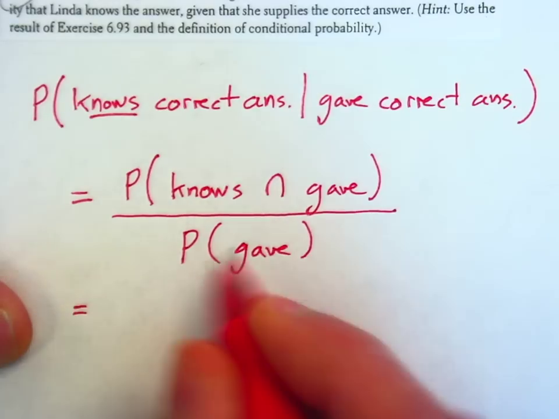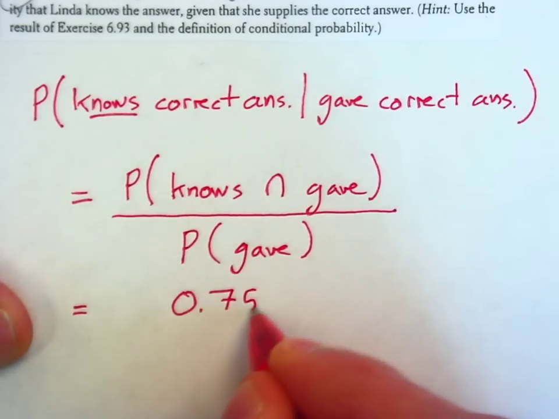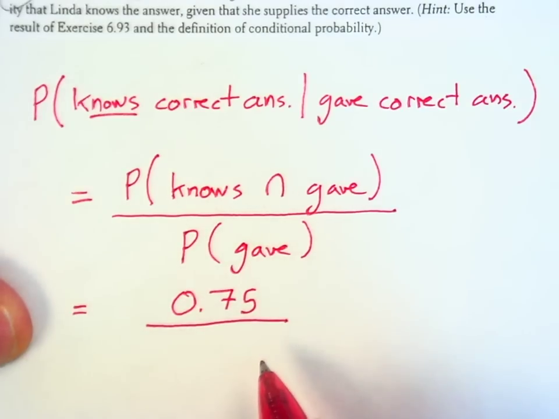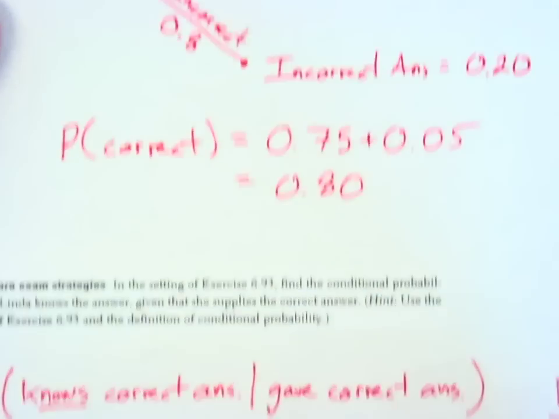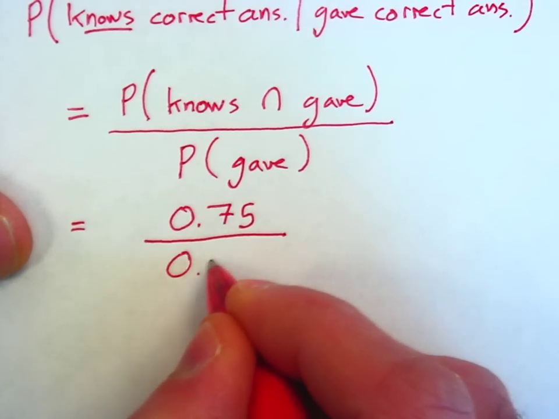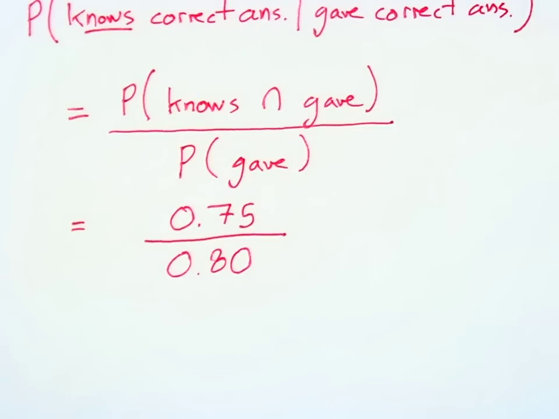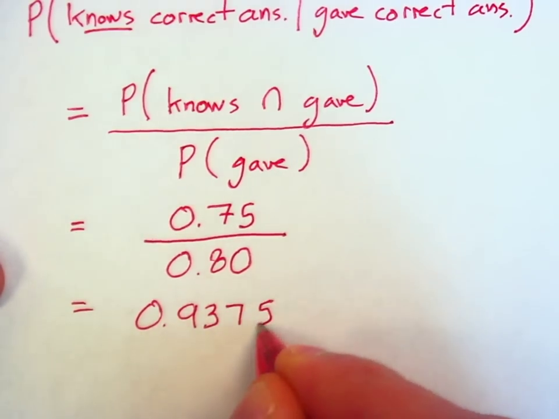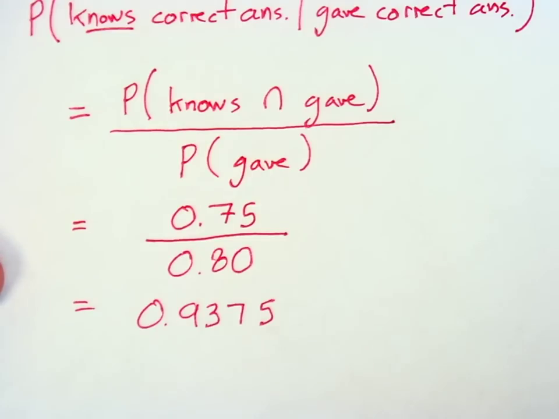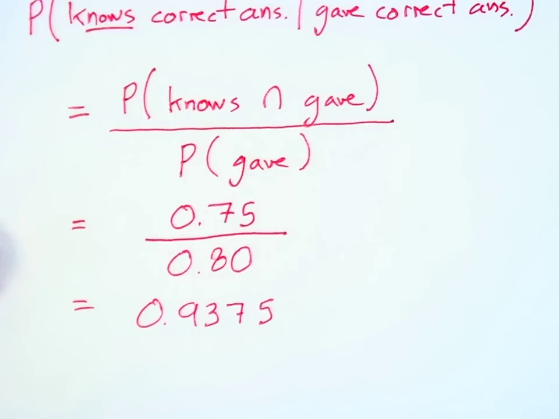So I know that the numerator is the 0.75, but then the whole point of the previous question, question 6.93, was to look at the likelihood that she was correct, the probability that she gave the correct answer. She doesn't necessarily know it. She might have guessed it. So the probability of a correct answer in general is 0.80. So the 0.75 compared to the 0.80, that is 0.9375. So it's pretty likely. This is the conditional probability that she knows the correct answer under the condition that she actually reported a correct answer. She actually gave a correct answer.